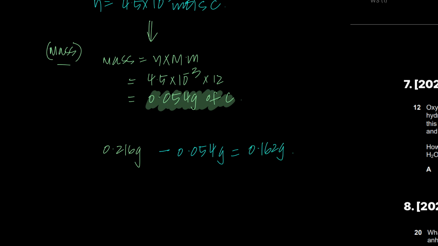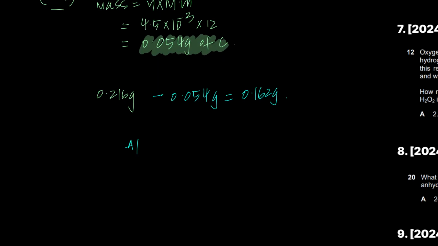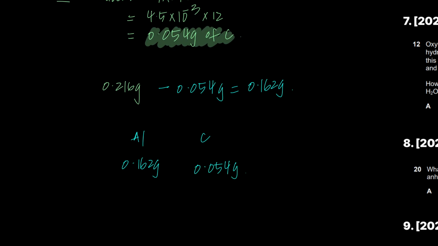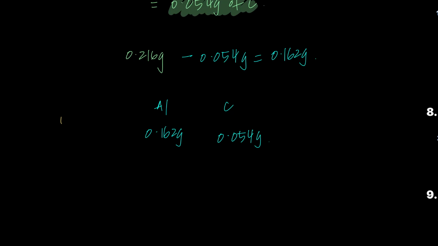0.162 grams. So now I have aluminum's mass and I have carbon's mass. 0.162 grams is the mass of aluminum and 0.054 grams is the mass of carbon. And once you have these two masses, you could calculate the empirical formula for it.